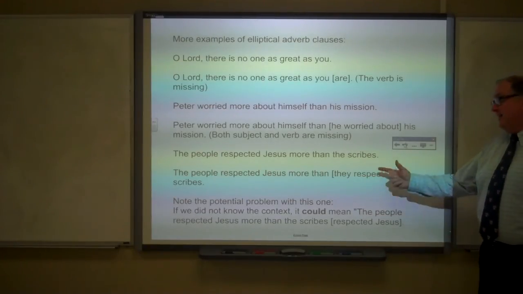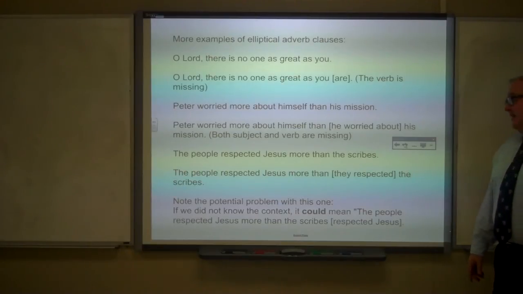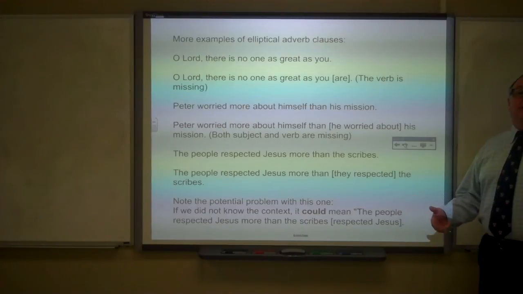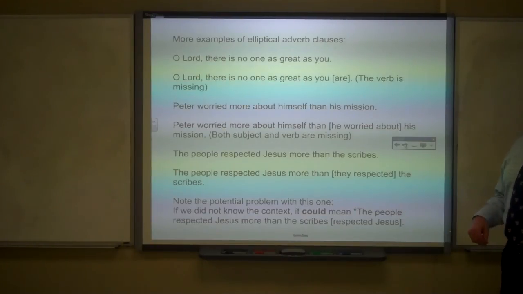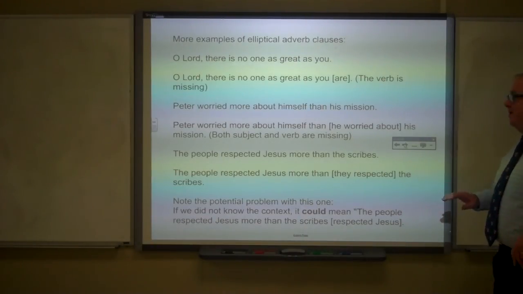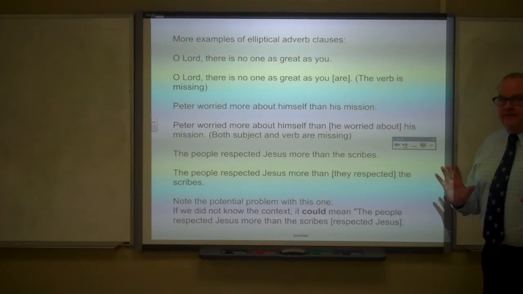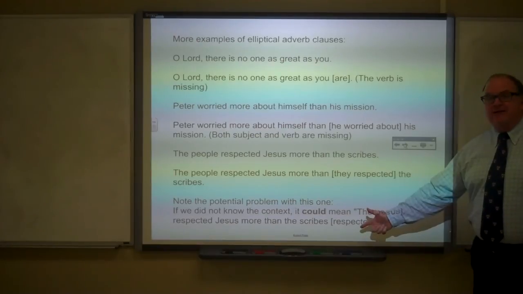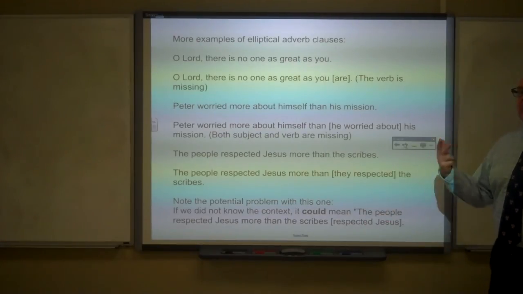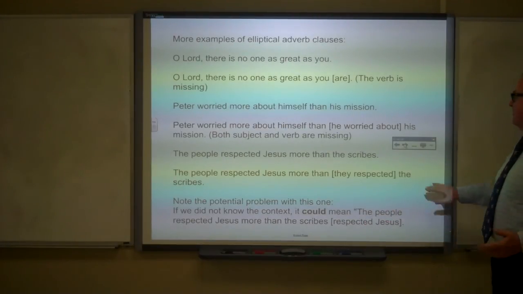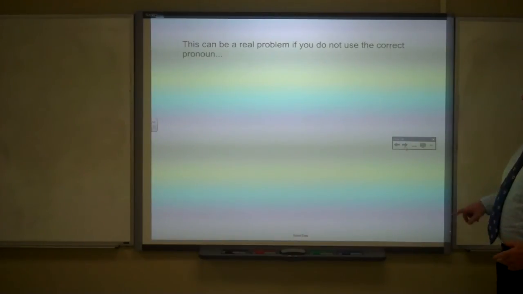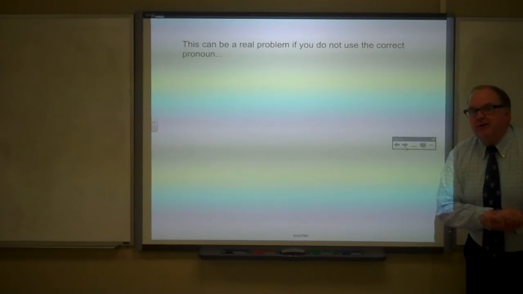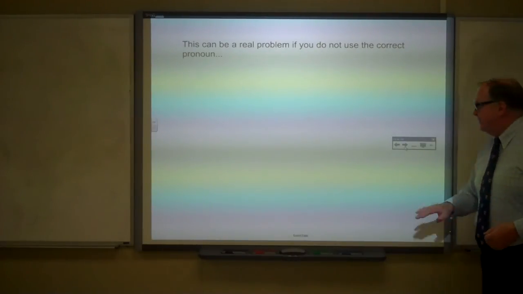But if you didn't know the context, you might say that it's talking about comparing the way the people respected Jesus as opposed to the way the scribes respected Jesus. So how do you know which one it is? Sometimes it's context. Sometimes you want to not make the clause elliptical so your reader or your hearer understands what you're talking about. And this can be a real problem if there's a pronoun involved and you don't use the correct pronoun.